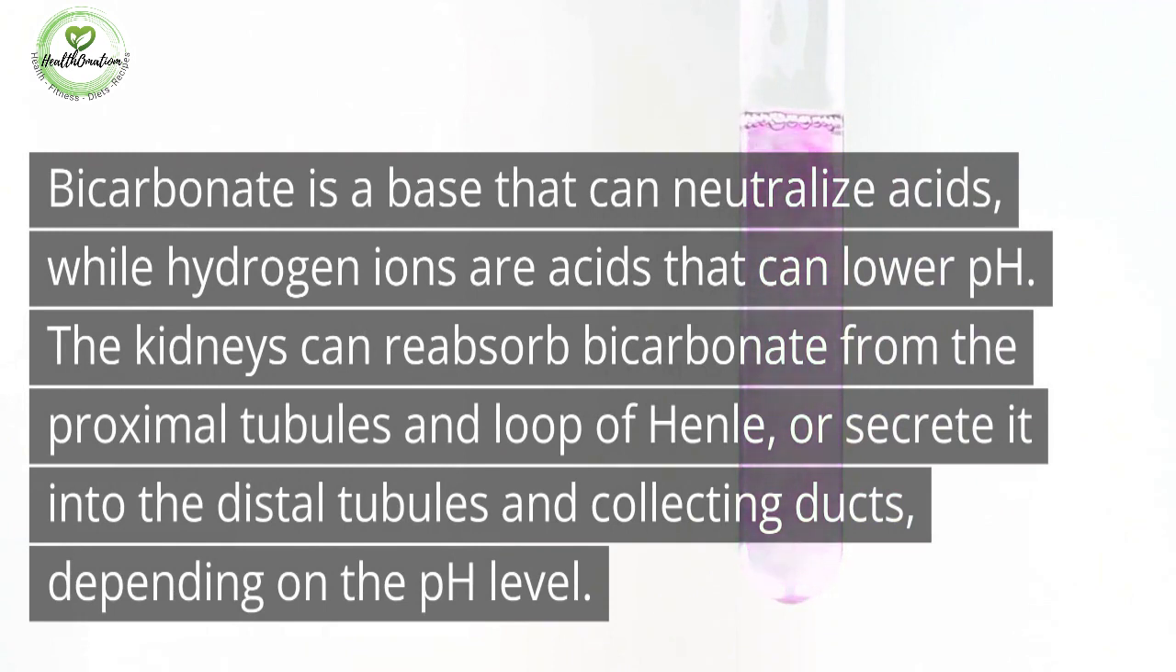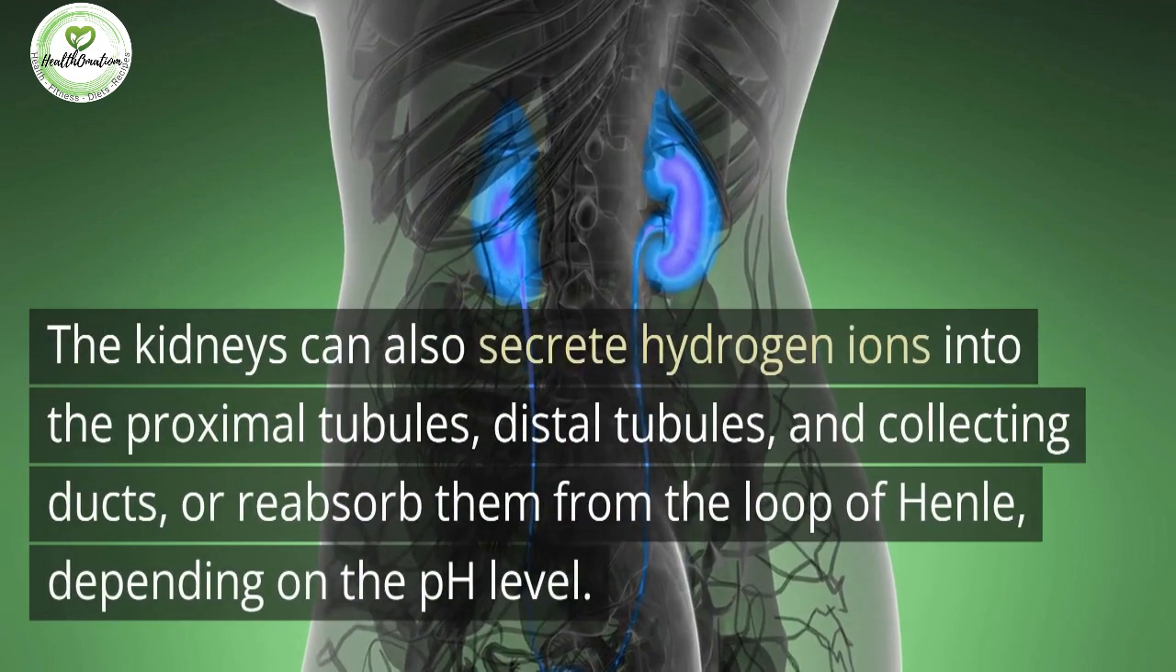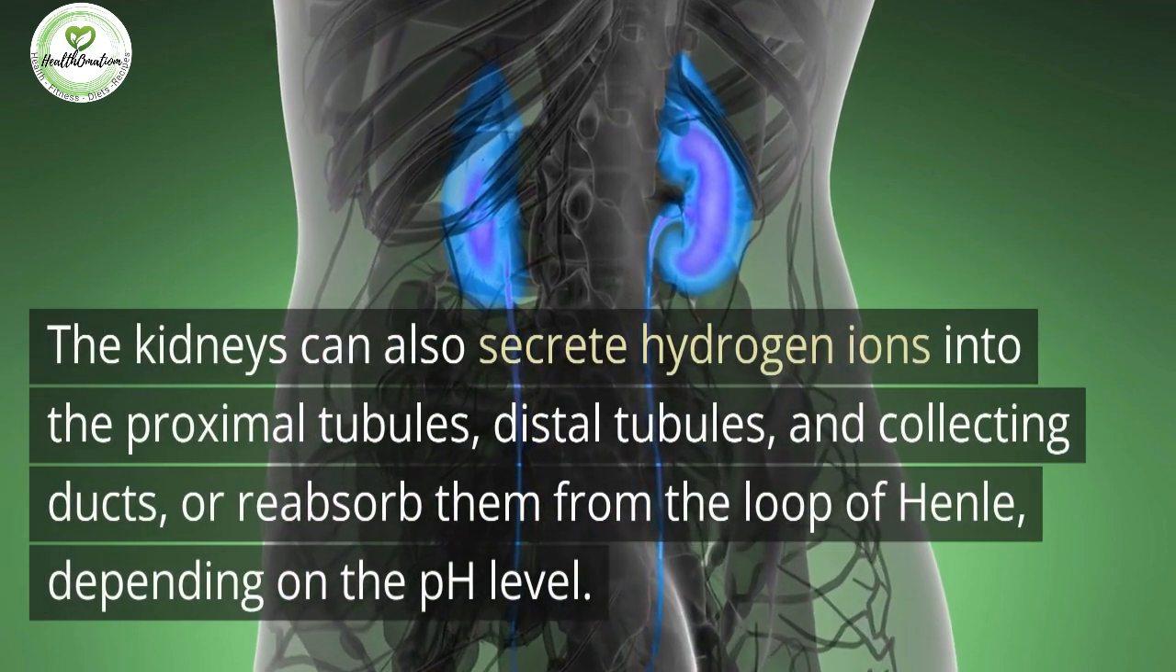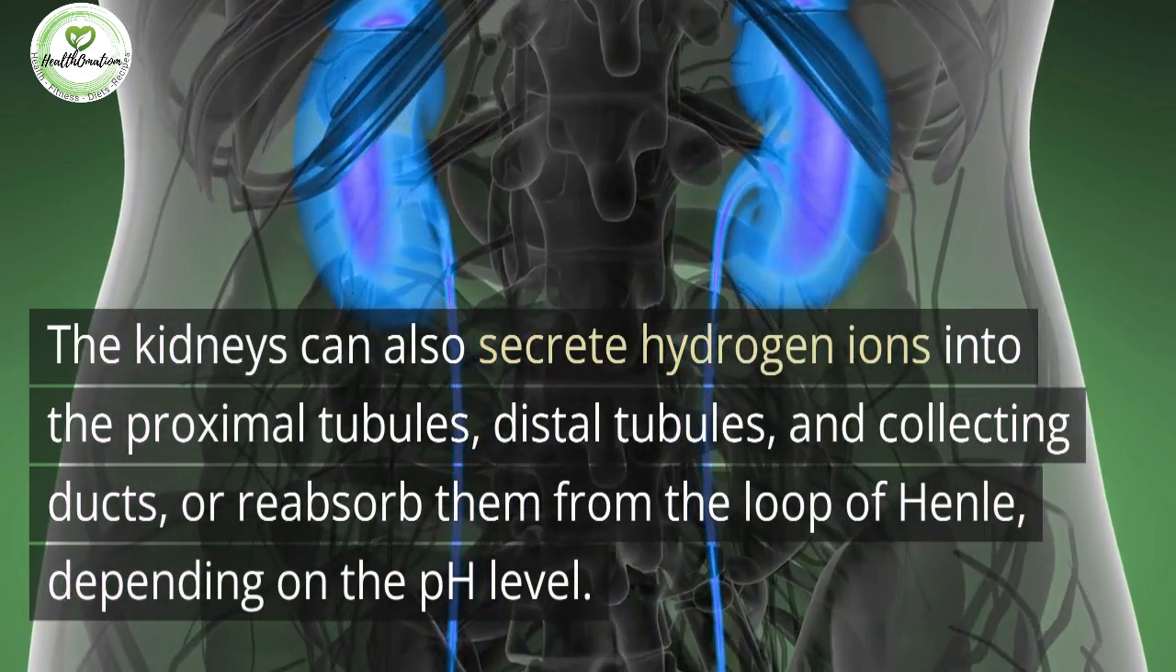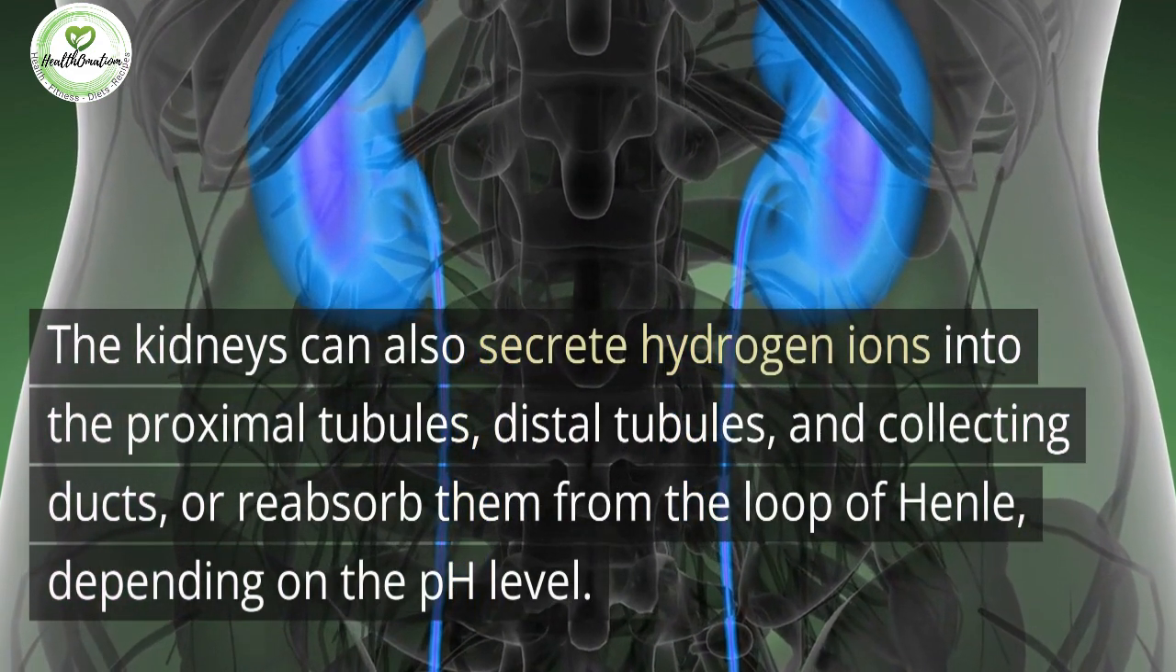The kidneys can reabsorb bicarbonate from the proximal tubules and loop of Henle, or secrete it into the distal tubules and collecting ducts, depending on the pH level. The kidneys can also secrete hydrogen ions into the proximal tubules, distal tubules, and collecting ducts, or reabsorb them from the loop of Henle, depending on the pH level.